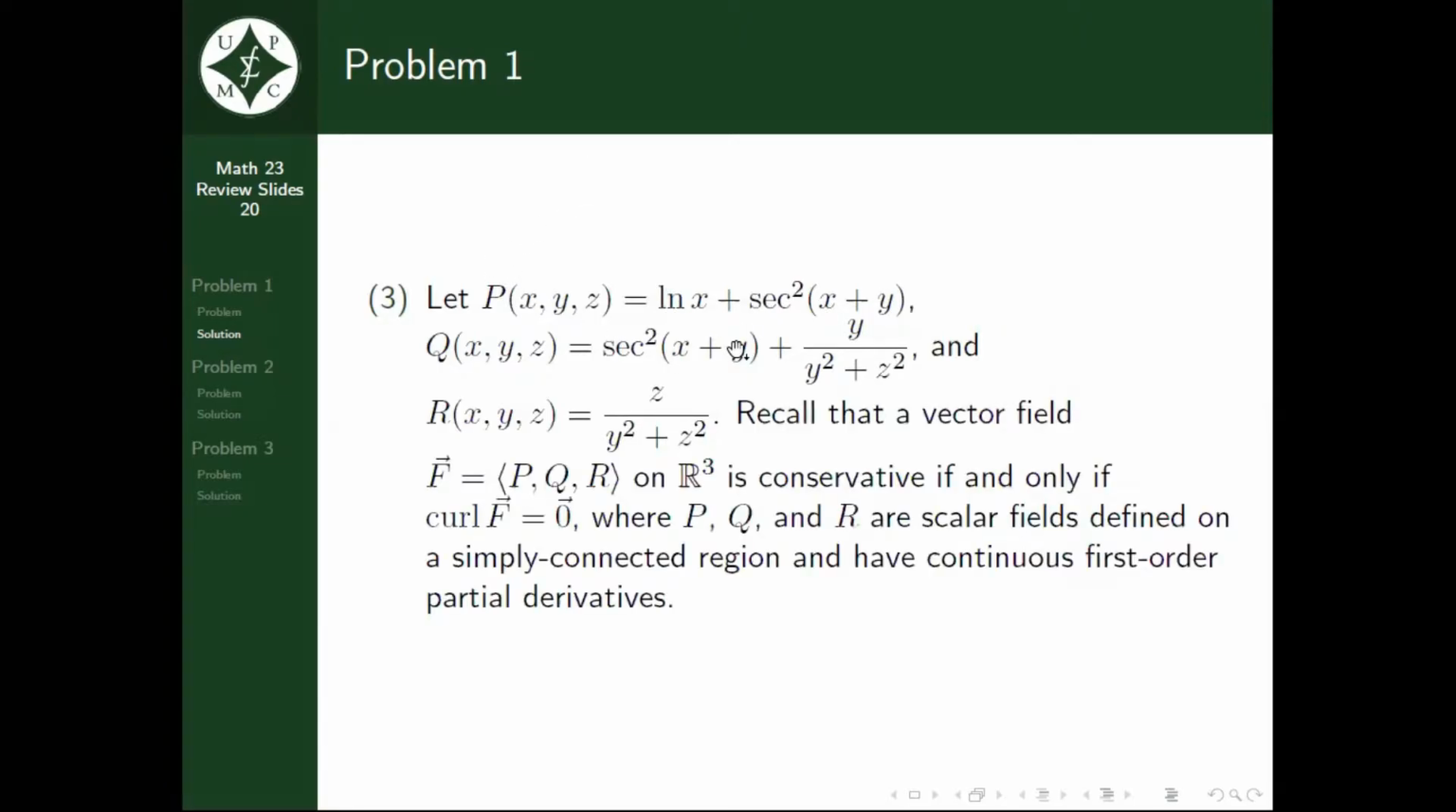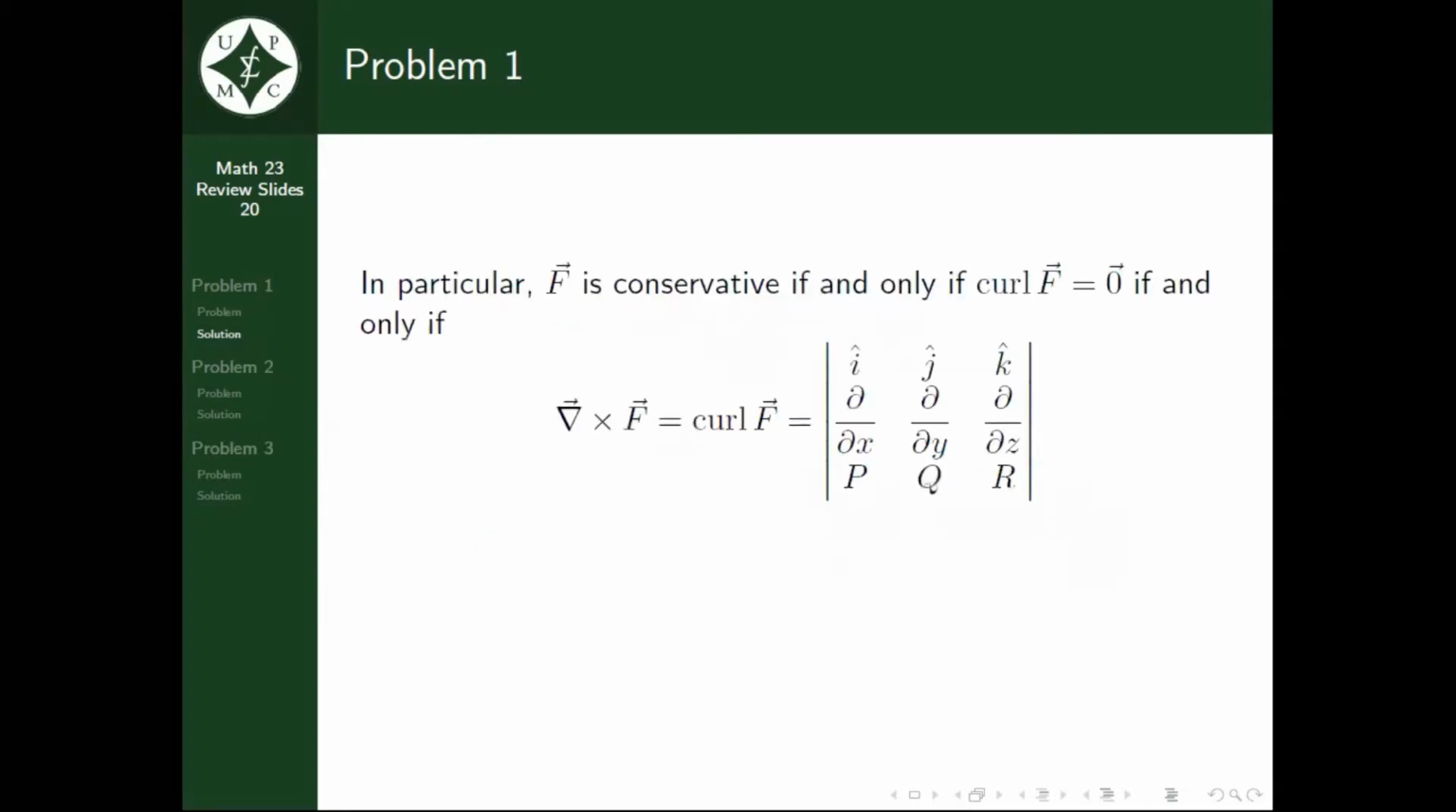Okay? So, specifically, okay, we give a more descriptive version of this curl condition, this curl F equals the zero vector. Okay, so we assume that F is of the form, the three-dimensional vector of this form, where P, Q, and R are scalar fields with continuous first-order partial derivatives on a simply connected region.